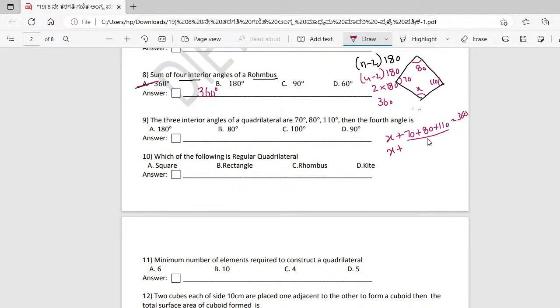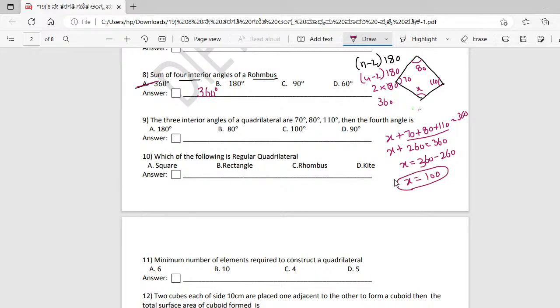How much is it going to give as the value? 260, I think, right? 260 is equal to 360. Transpose it, that is x is equal to 360 minus 260. So x is equal to, that will give the value as how much? 100. And search where it is in the options.